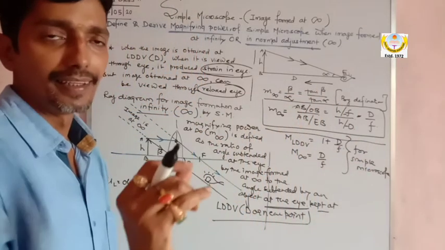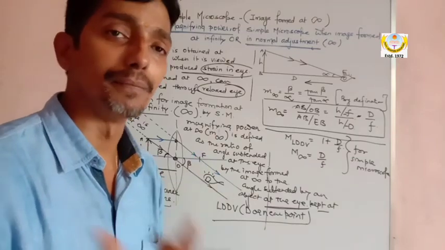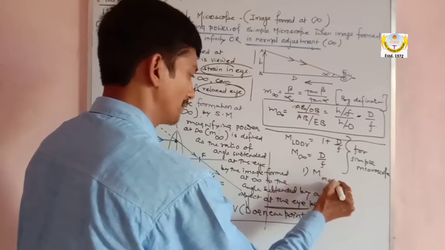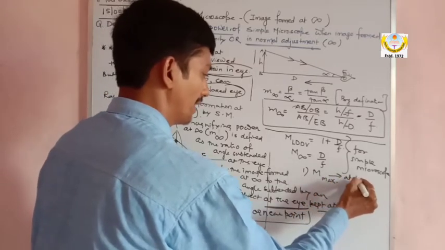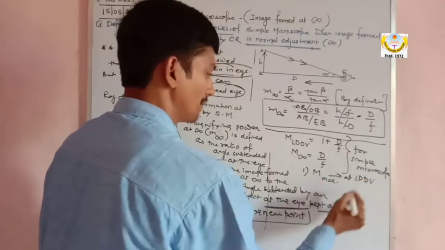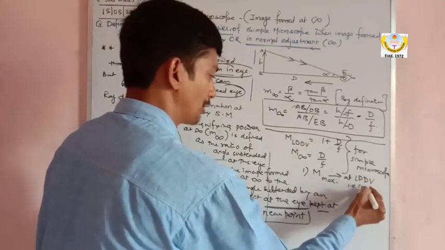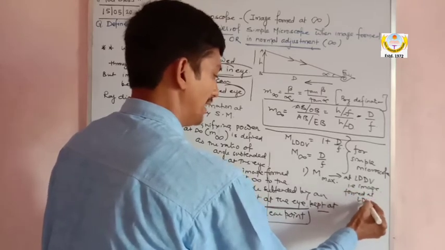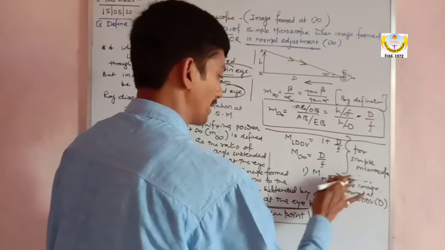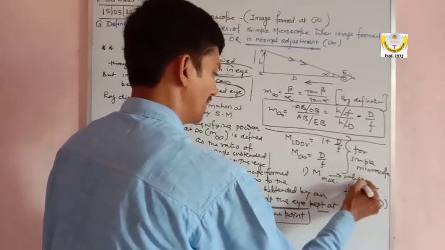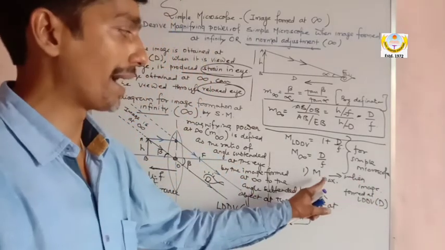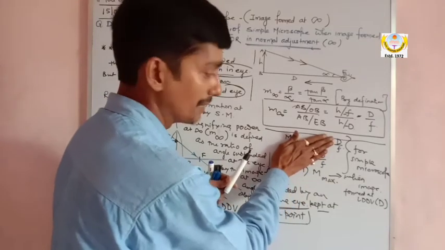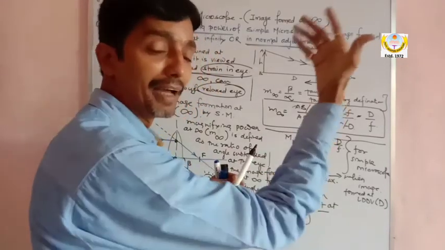So the first question is, where is the magnification maximum? The first answer is: magnification is maximum when the image is formed at LDDV, that is, when the image is formed at capital D, the magnification is maximum. Look, at infinity it is d by f, only d by f, and here it is 1 plus d by f.